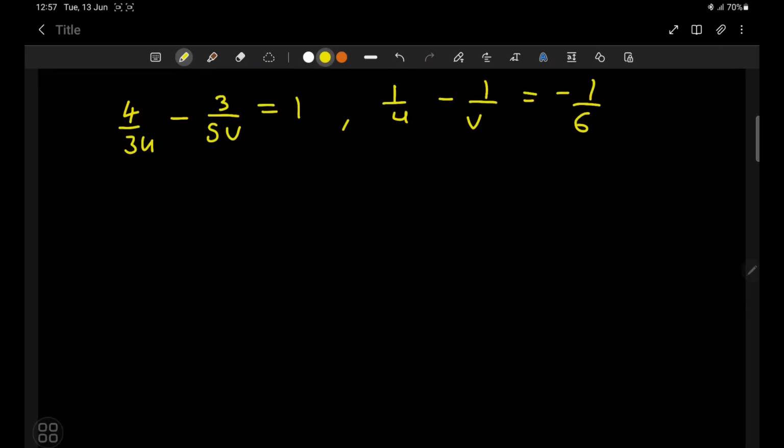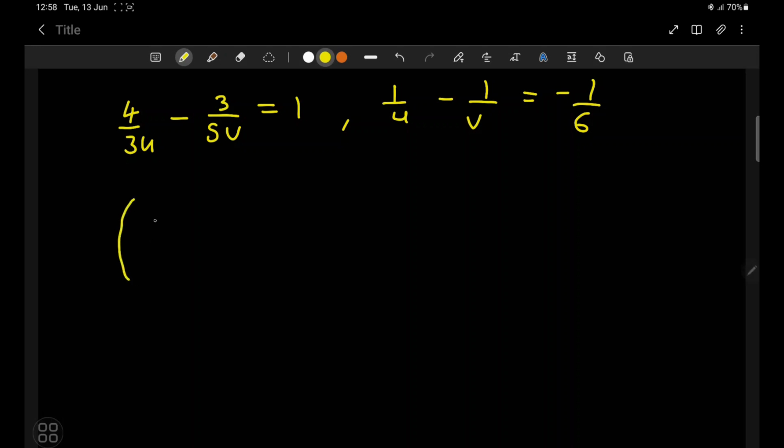Okay, so we have this question. We need to use Cramer's rule to resolve it. So if you look at, these are fractions with variables. If we try to simplify, it will be very, very tricky. So we'll just solve it as it is. So that is, we'll write it in matrix form.